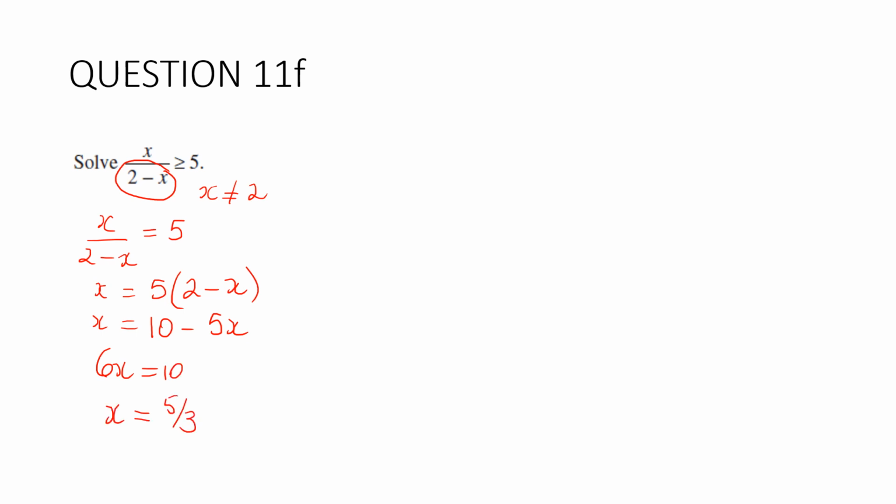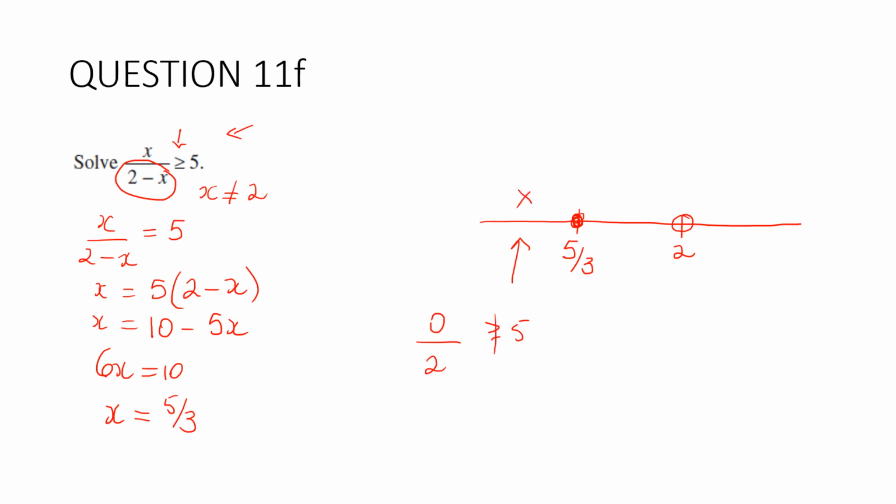All right, let's draw a number line. So we've got 2, and it cannot be equal to 2, and we have got 5/3, and it could be equal to 5/3 because I can see the equal sign there. All right, let's test some points. I always start with 0, which is down here. So substituting 0 into here. 0 over 2 minus 0 is greater than or equal to 5. 0 is greater than 5? No, it's not.